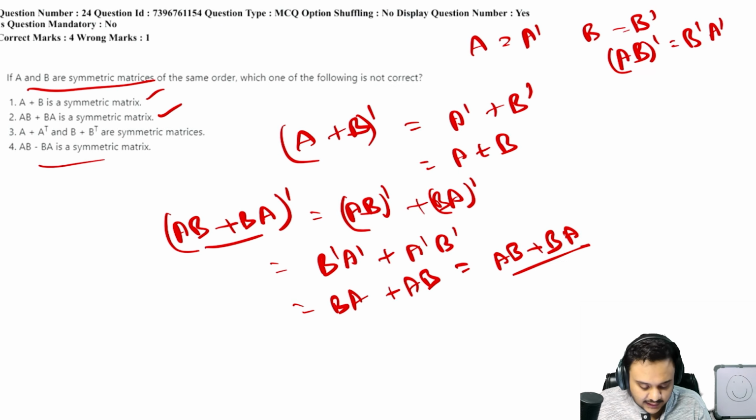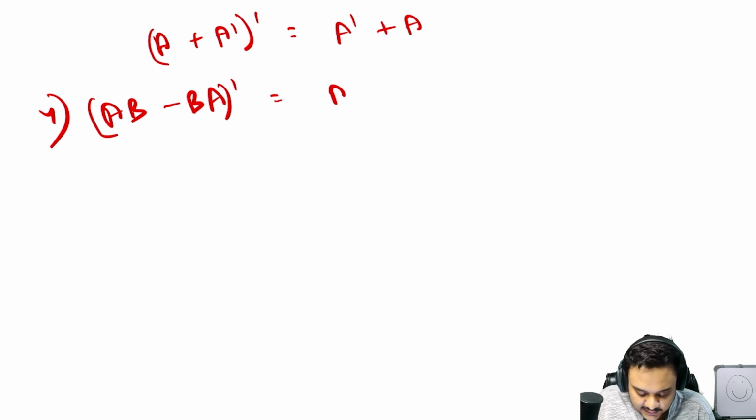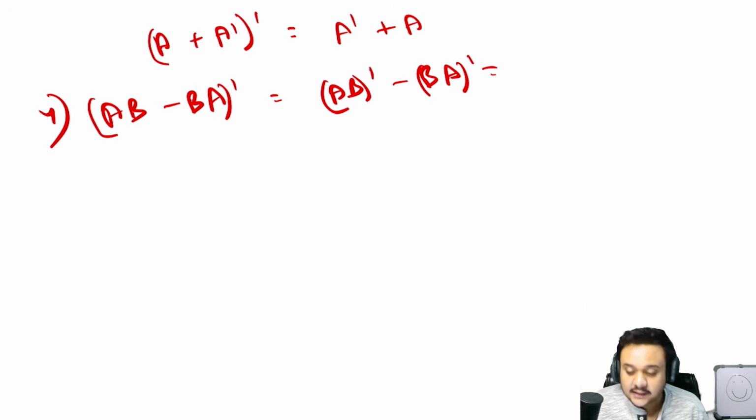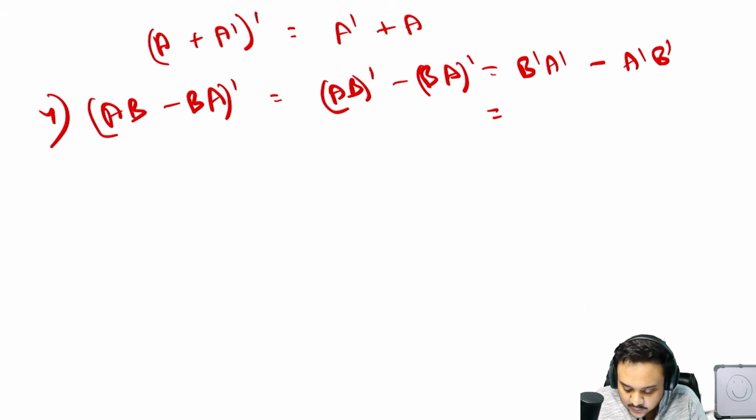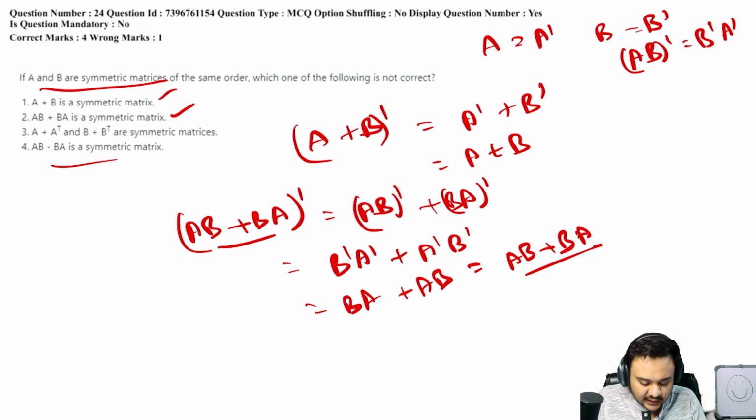But if you look at the last one, AB minus BA, now you take the transpose. This is the fourth. Now you will get (AB) transpose minus (BA) whole transpose. So now let's see what we get. You get B transpose A transpose minus A transpose B transpose. So now if you write it, you will get BA minus AB, and we had AB minus BA. The signs have been reversed. This is skew symmetric. So that is why the fourth one is not a symmetric matrix.